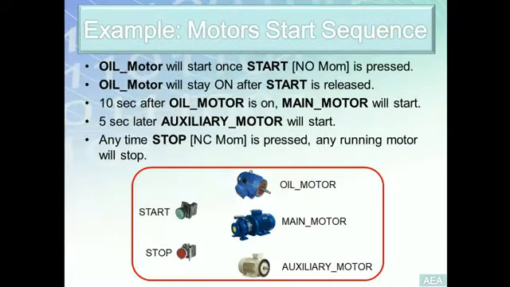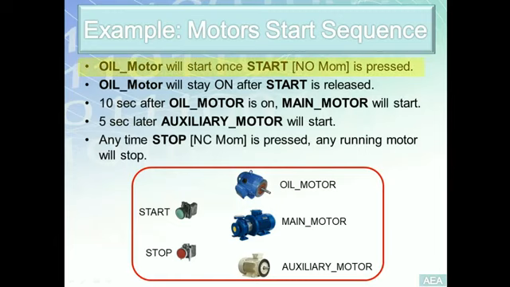The first example we're going to solve together is a motor start sequence. In this example, we have two discrete inputs, the start and the stop, and the program we are going to build is going to enable us to use these two inputs to control these three outputs: oil motor, main motor, and auxiliary motor, in a manner that's illustrated in these 5 requirements.